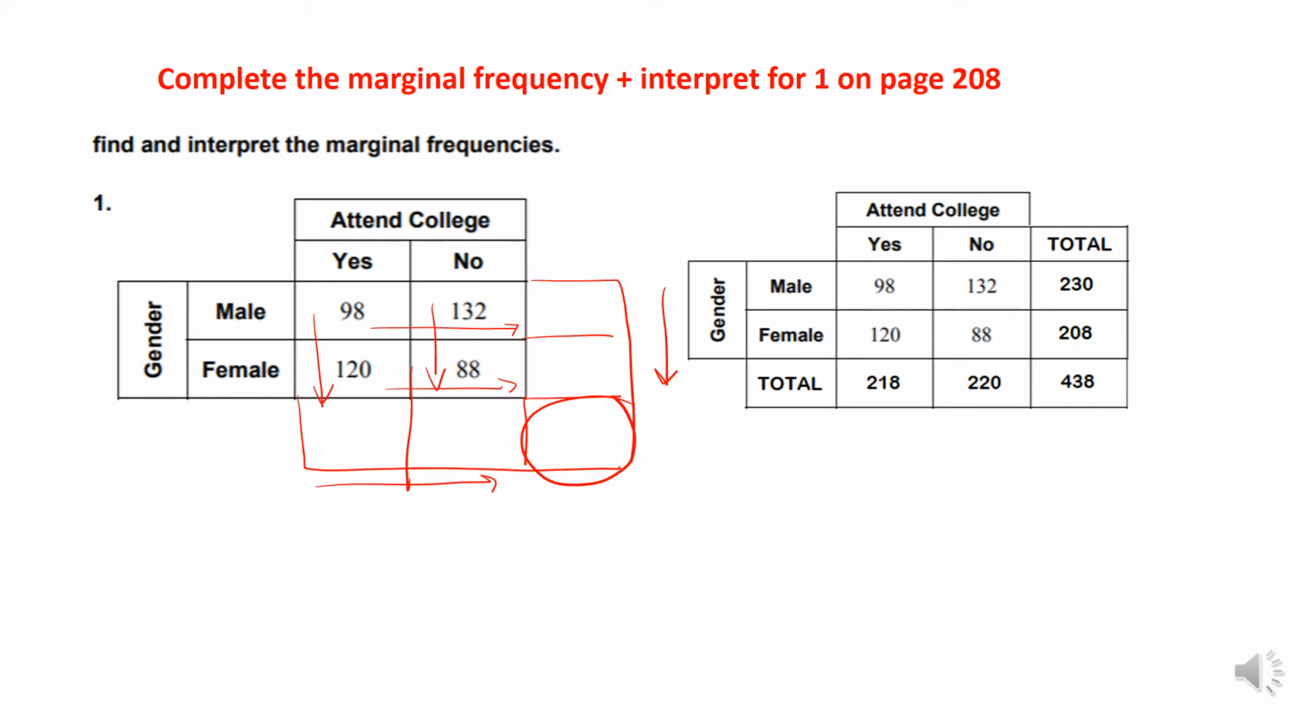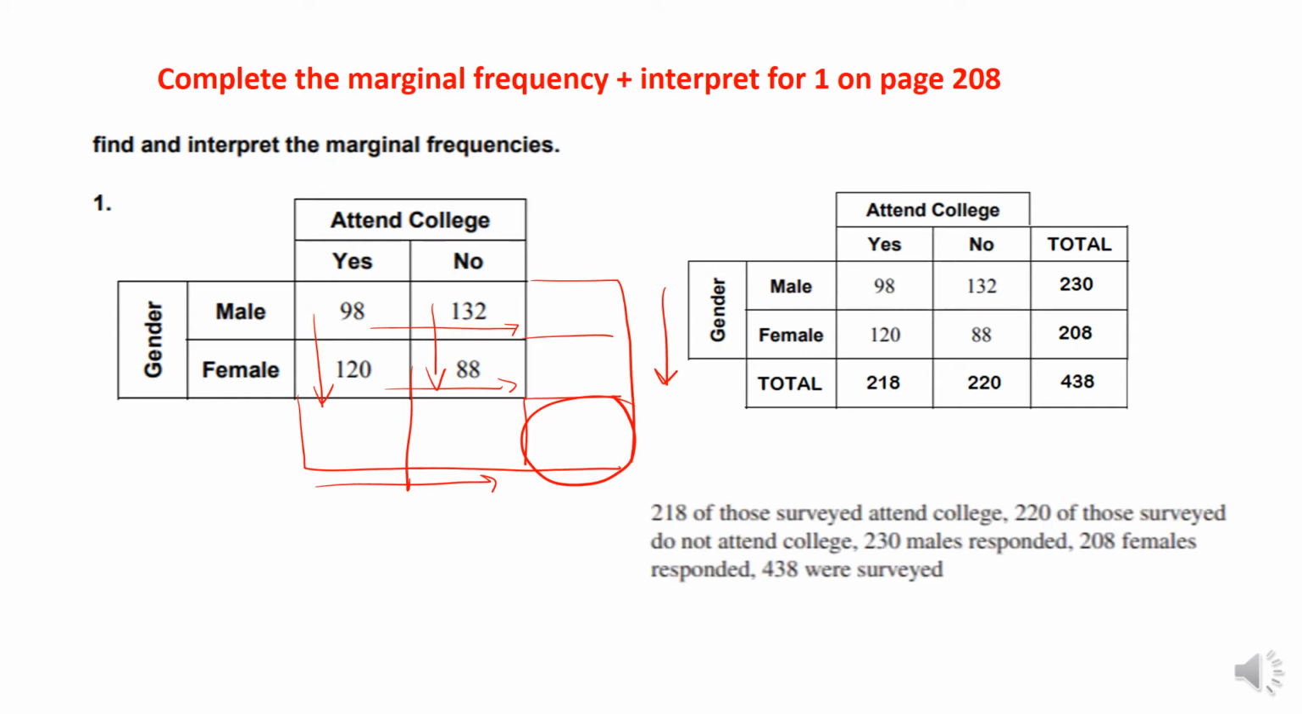So hopefully you got those totals. And here's the interpretation. Like I said, it's very basic. What do the totals represent? And read through so you understand how to do those.